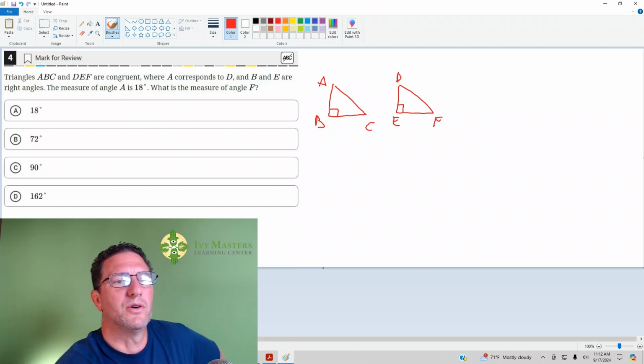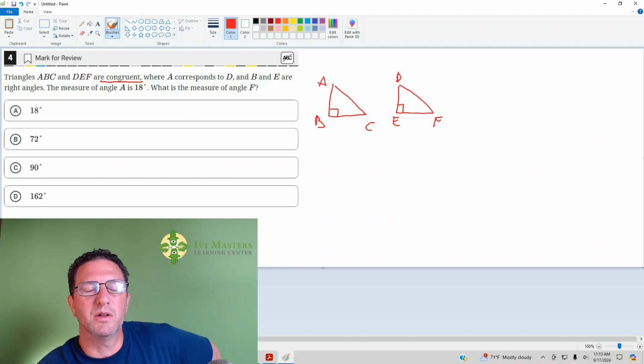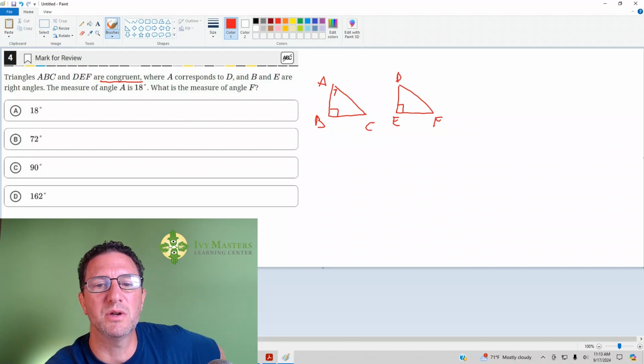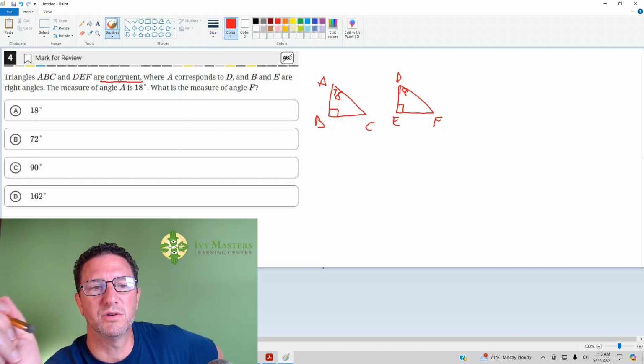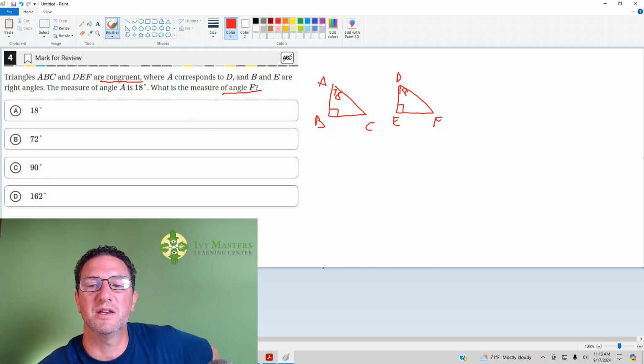Okay, also, this word congruent, it means the side lengths are equal and also the angle measures, the corresponding angle measures are the same. So when it says angle A is 18 degrees, then you know that angle D is also 18 degrees. So when it asks for the measure of angle F, just keep in mind, every triangle needs 180 degrees. So it's going to be 18 plus 90 plus F equals 180.